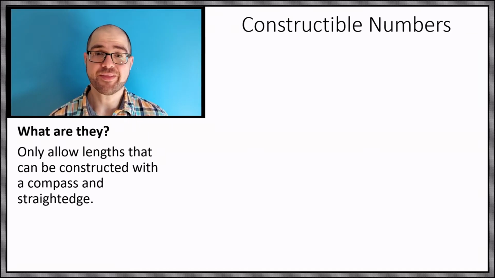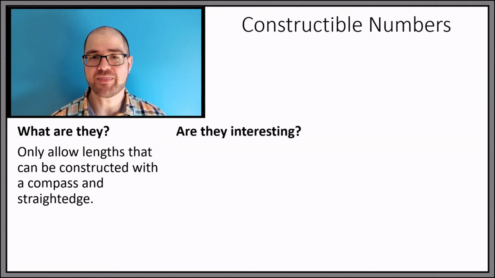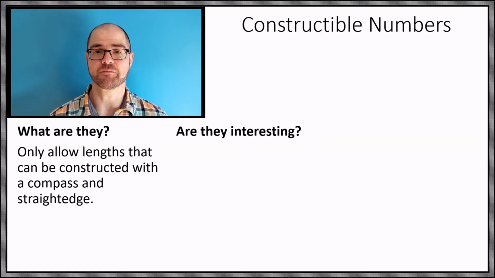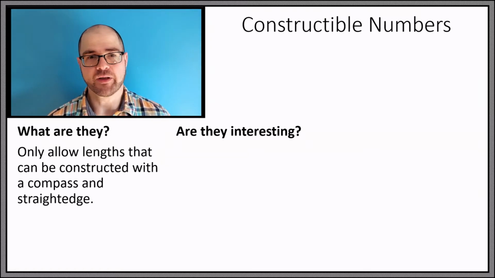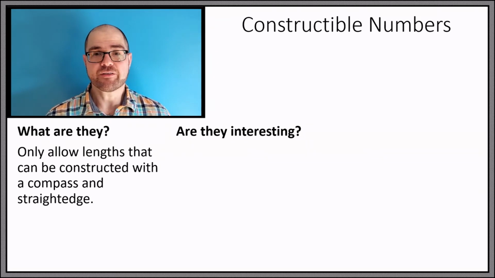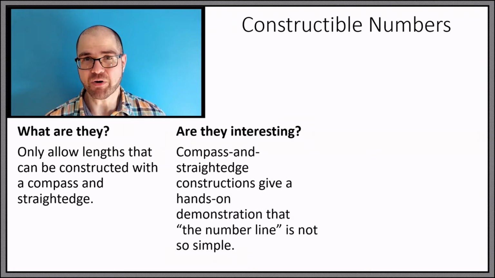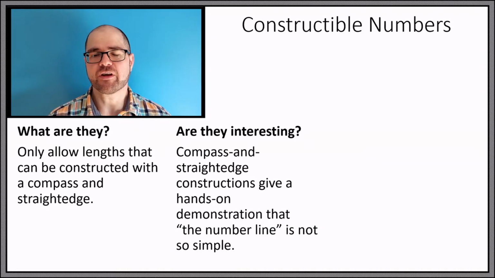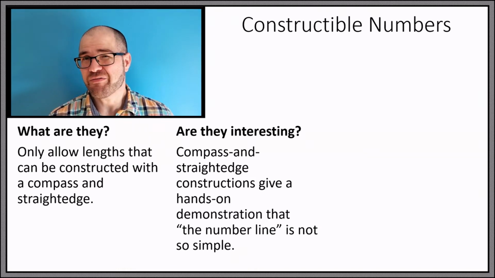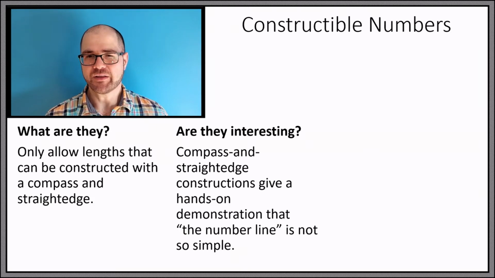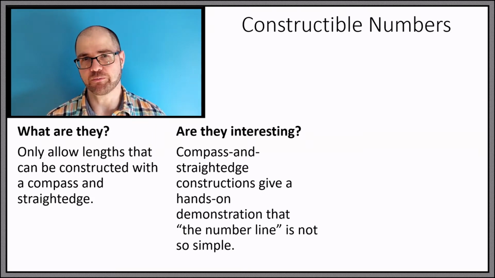It turns out that all the lengths you can make in this way form a field. Is that interesting? At the very least, since there are real numbers that actually aren't constructible, it shows that the number line consists of a lot of values that are somehow physically inaccessible. That's not so easy to prove, but it's true.